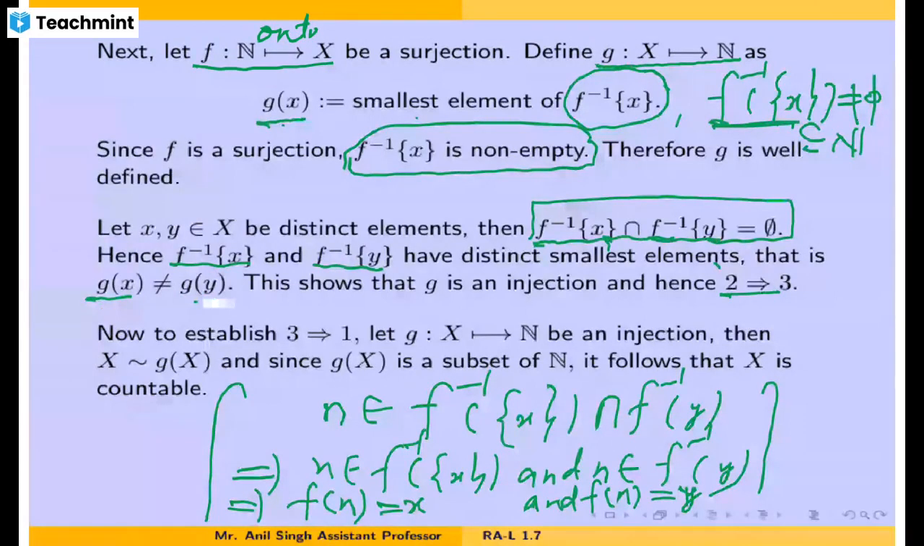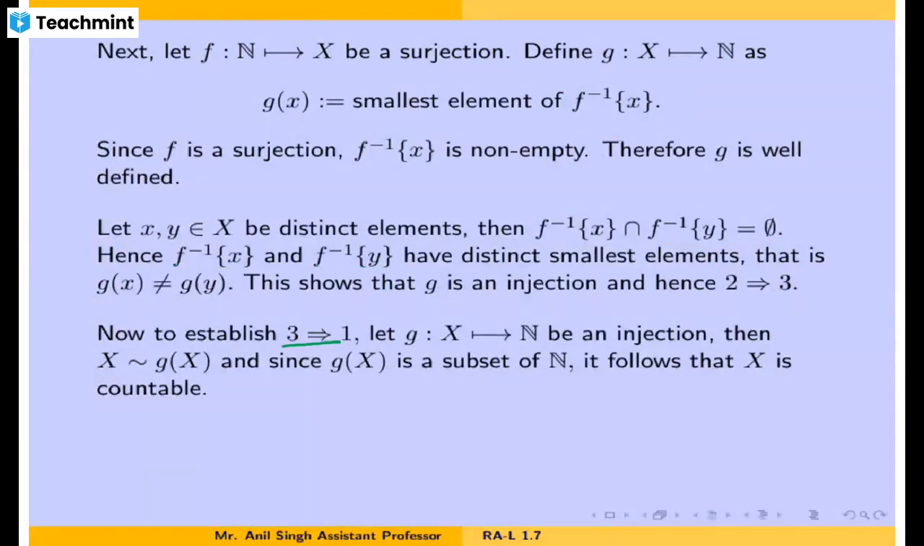This also proves that 2 implies 3. Now finally, to complete the proof, in 3 implies 1, according to 3 we have an injection from X to N. This is an injection from X to N, so X is equivalent to g of X. But g of X is a subset of N, and hence g of X is a countable set.